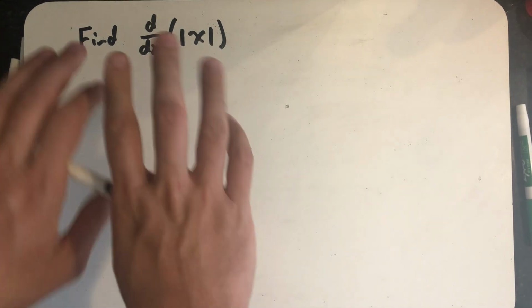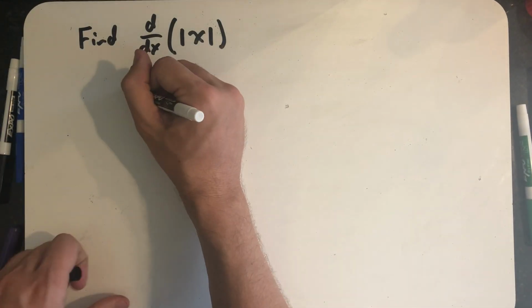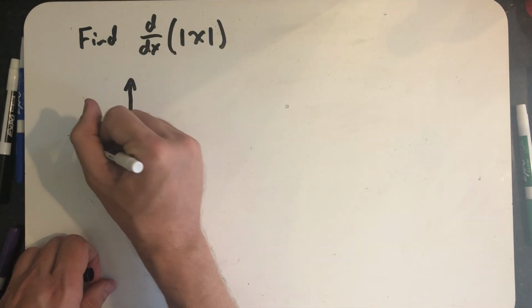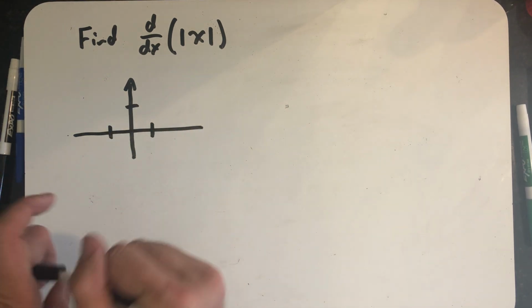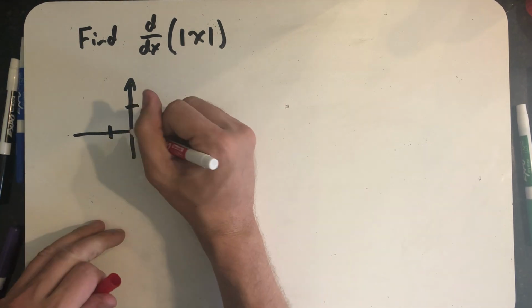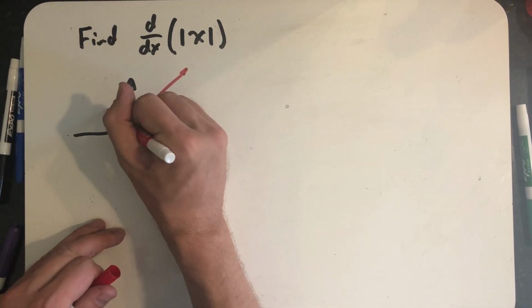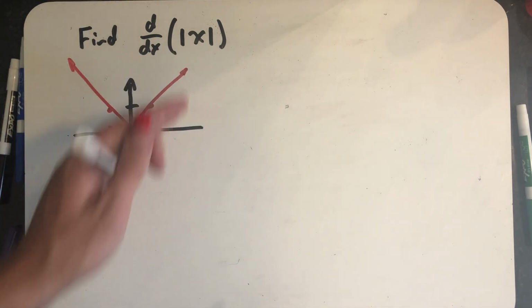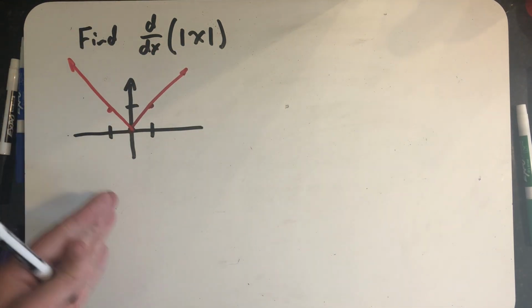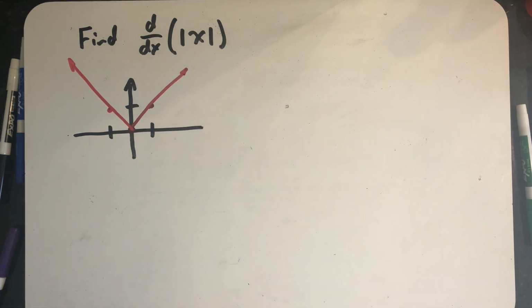In this video, I would like to find the derivative of the absolute value function. Well, the absolute value function is easy to graph, and I think a picture here is going to help a lot. The absolute value function, of course, is just two lines, right, making that V shape. And I know something about the derivative of lines.